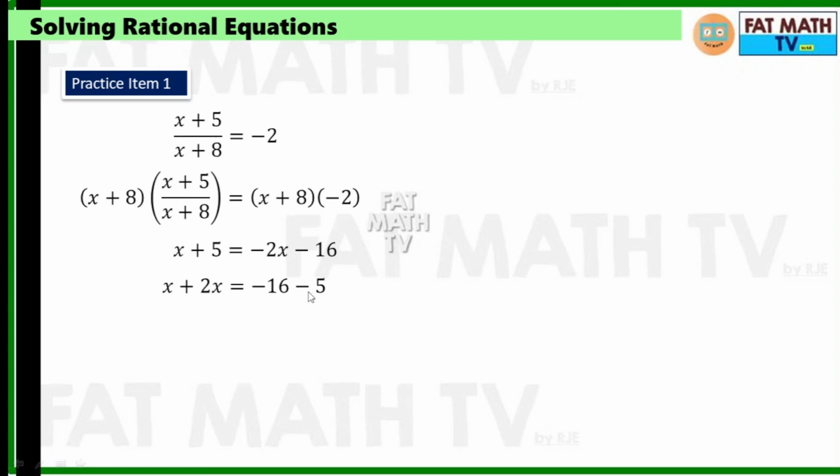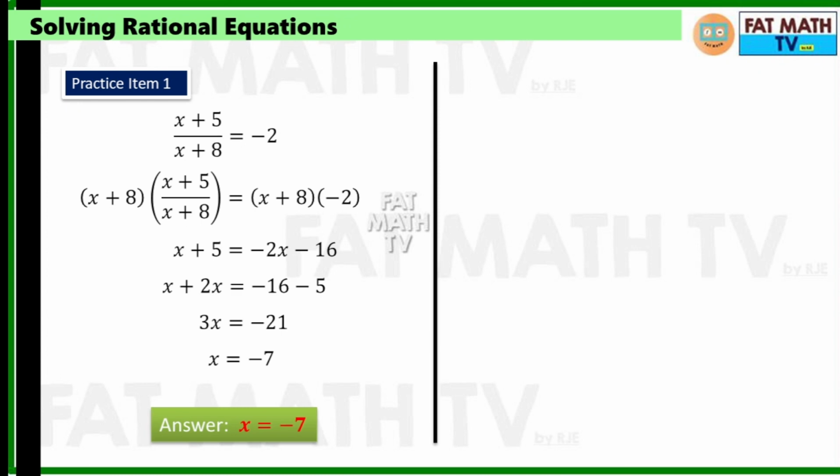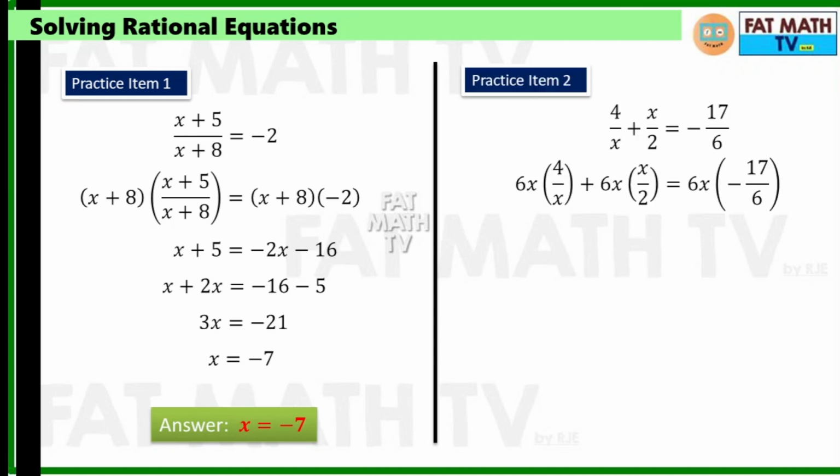For number 2, we have 4 over x plus x over 2 equals negative 17 over 6. Multiply both sides by 6x. So multiply each term by 6x, and then you can cancel the x and the x, so you will have 24. And then here you can cancel 6 and 2, you will have 3. Take note that you cannot cancel this x and x here because they're both on the numerator. And then we can cancel 6 and 6.